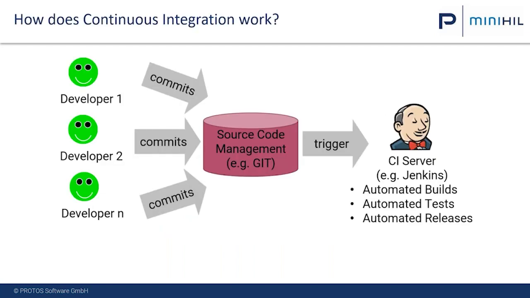So how does this work? The developer commits their changes to the source code management system. Every change triggers the continuous integration server, in this case, a Jenkins server, for example. The builds are automated, the tests are automated, and potentially also the releases.